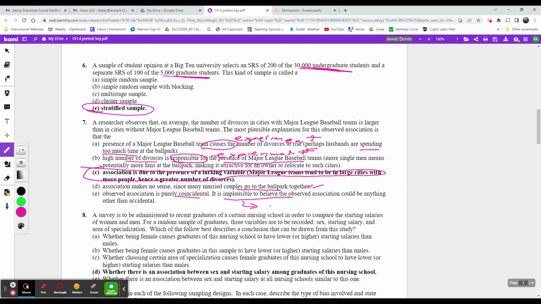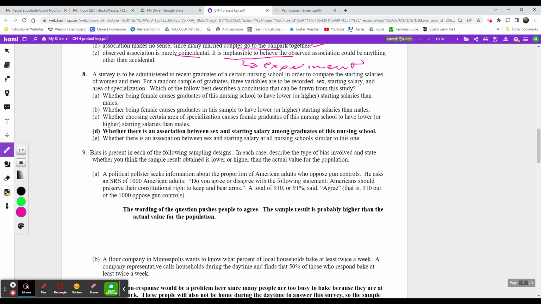It is implausible to believe. You need the word implausible. That doesn't count for anything. You would need an experiment to make sure for that one. Okay? So the only one here is association is due to the presence of a lurking variable. That was a little tougher question on these. This is vocabulary driven, guys.